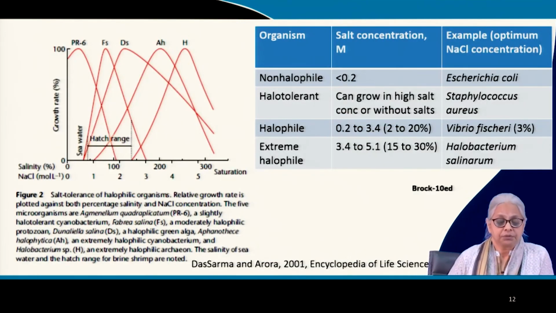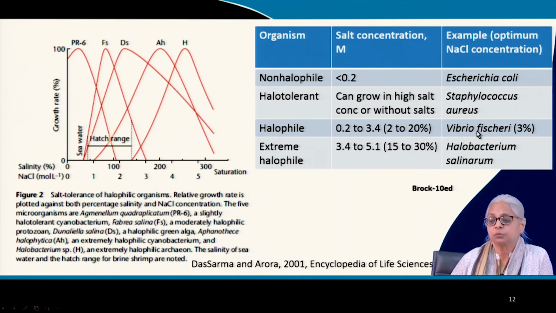In terms of halophilic organisms, salt tolerance of certain organisms is very high. When we think about salt water, we generally think of seawater. Seawater has a salt concentration of 3.5% NaCl. When we think about E. coli and Pseudomonas, which are common bacteria found in our environment, these are non-halophilic bacteria. In terms of salt concentration, they want less than 0.2 molar salt concentration. Halotolerant bacteria are the ones that can grow in high salt concentration or without salt. So that is Staphylococcus aureus.